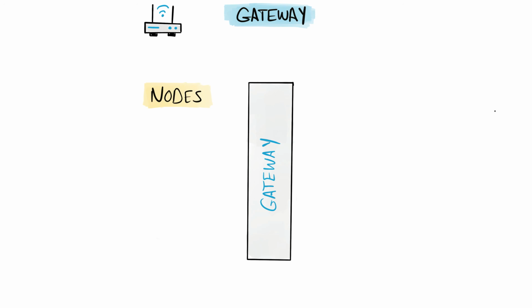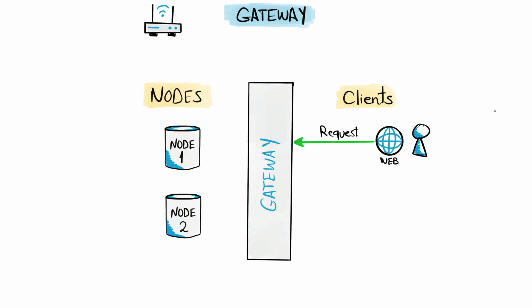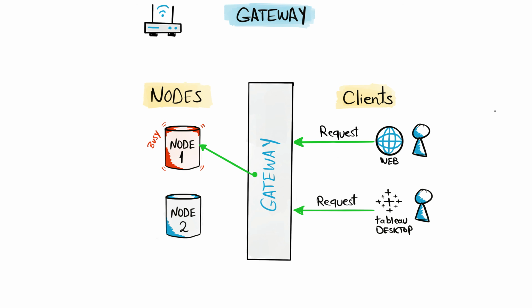Let's say that you are working in a multi-node environment where you have two nodes. When the gateway receives the first request, it forwards it to node number 1 since both nodes are free. But now if the gateway gets a second request, it says, oh, node 1 is full, let's process this request in node number 2 since it's free, and so on.